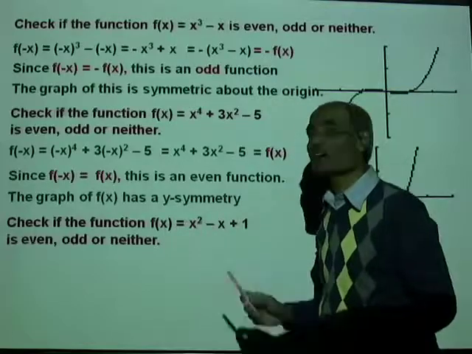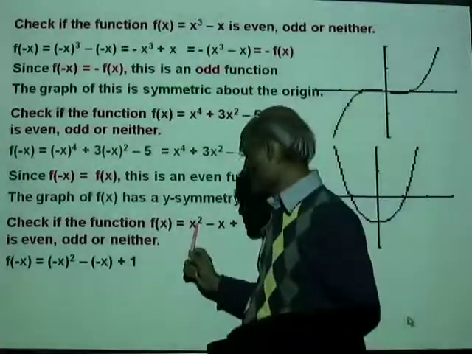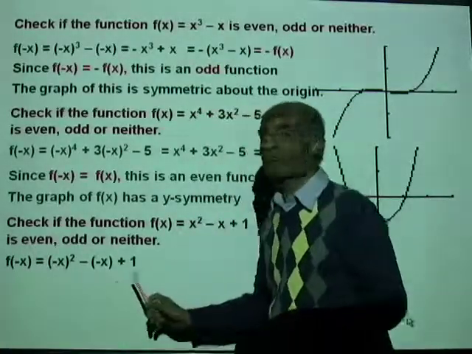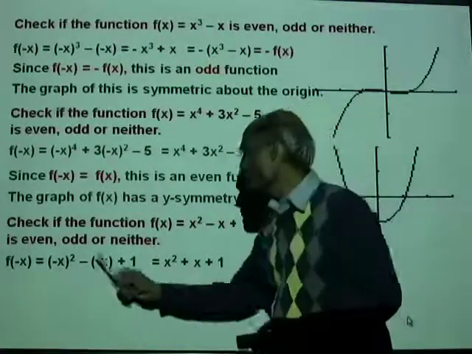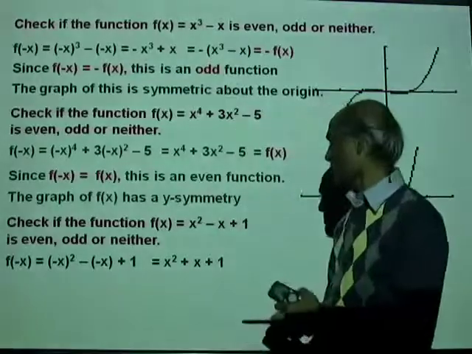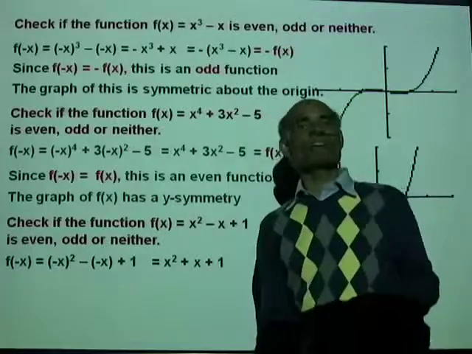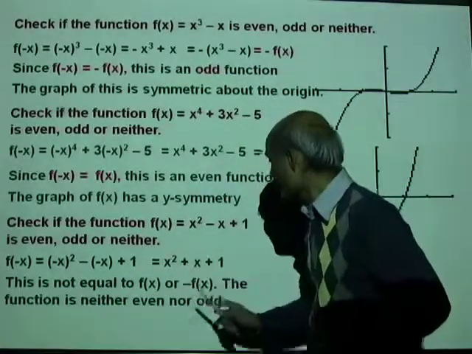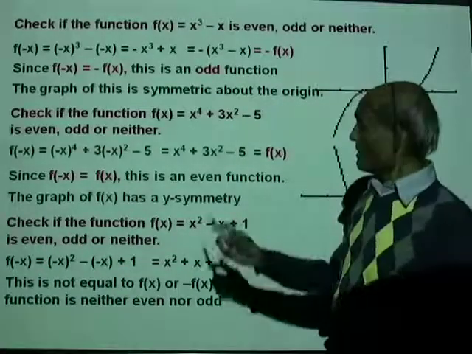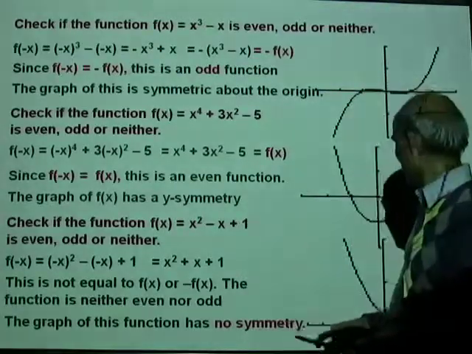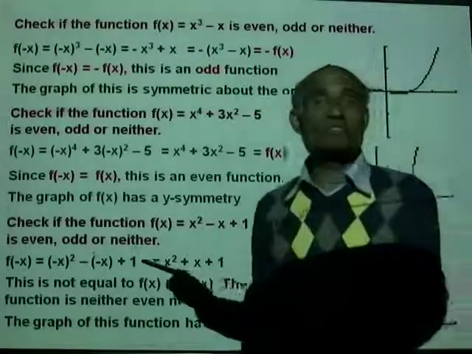Another one. Check if f of x equal to x squared minus x plus 1 is even, odd, or neither. Well, let's replace our x by negative x. What is f of negative x? It is negative x all squared minus negative x plus 1, and that will be x squared, minus a negative becomes positive, plus x plus 1. Can this be written as negative f of x or in any of the f of x form? No. This is not equal to f of x or negative f of x. Therefore, the function is neither odd nor even. These kinds of skills are again important for you. You can see the graph of that function. It has no symmetry. It has no y-axis symmetry. It has no origin symmetry. Therefore, it is not even. It is not odd.